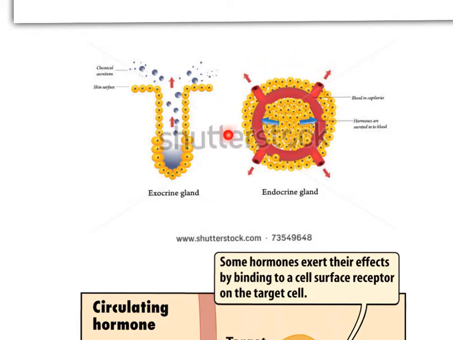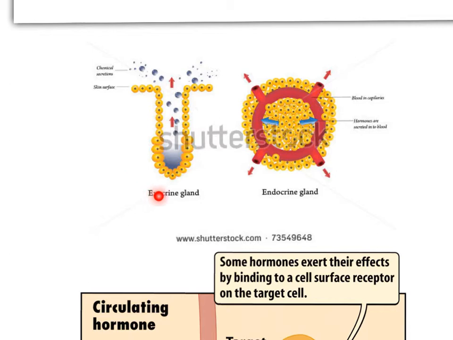So all of the glands that produce hormones would be examples of endocrine glands. So things like the pituitary gland, the thyroid gland, the adrenal gland, the testes and testosterone, ovaries with estrogen and progesterone. These will be all examples of endocrine glands. So they are structures that release hormones directly into the blood.